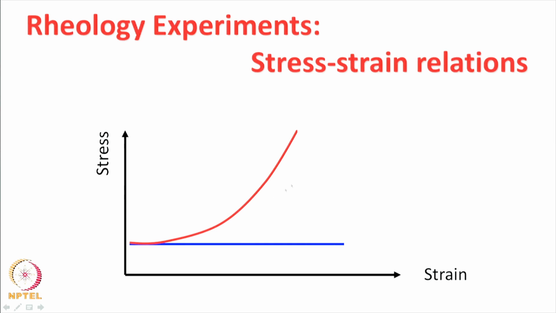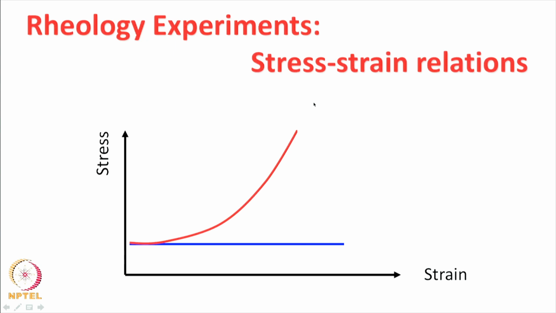So, the slope of the line would give you the modulus. Okay. So, this is what you would observe for a linear elastic material. Okay. So, no matter how much strain you have, it always responds in the same way. The other case is this curve which gives you a non-linear elastic behavior. Okay. So, the slope of the curve keeps on changing.